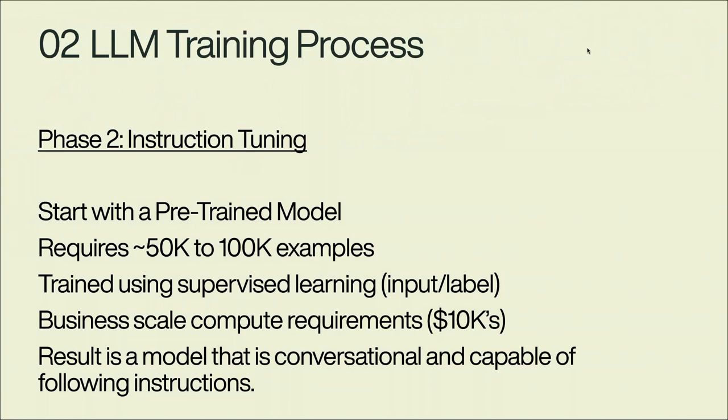So the next phase is typically an instruction tuning phase. You'll start with your pre-trained model that you got in phase one, and you need probably around 50,000 to 100,000 examples. I'm sure some of the bigger models probably have more examples than that. And in this case, you're going to use an actual supervised learning algorithm. Basically what you want is, hey, if I ask this question, this is the kind of response that I want. And so you need a few tens of thousands to hundreds of thousands of examples of those.